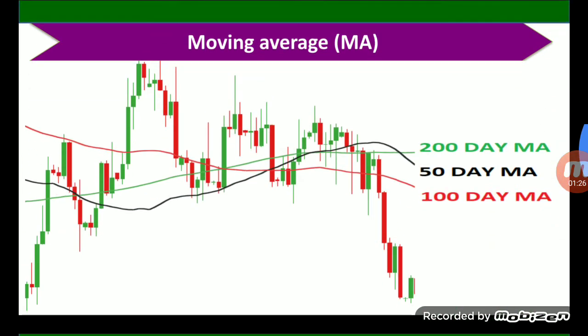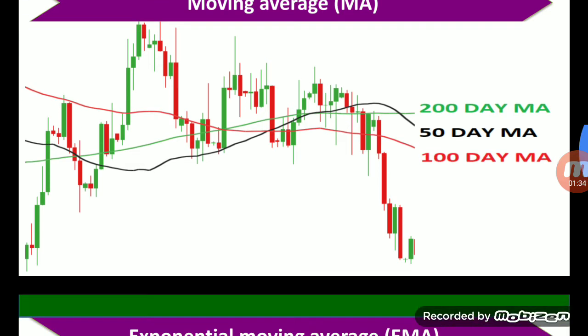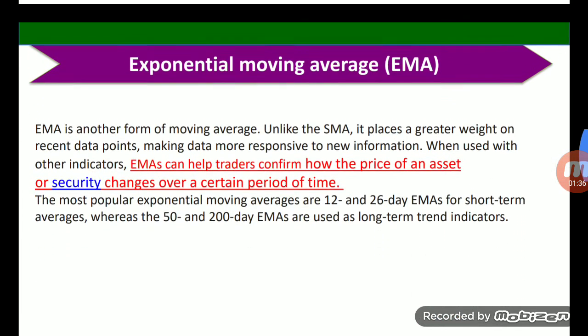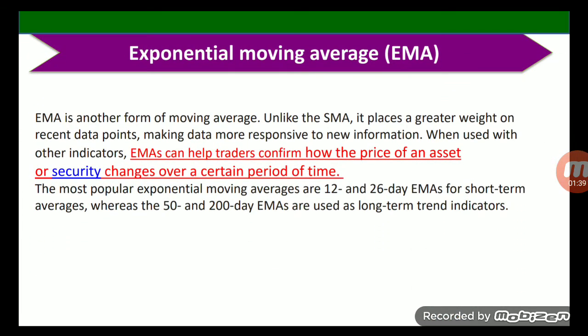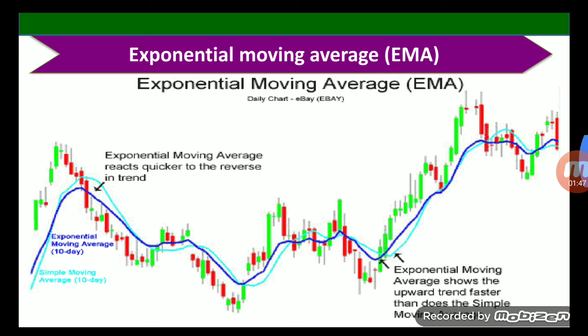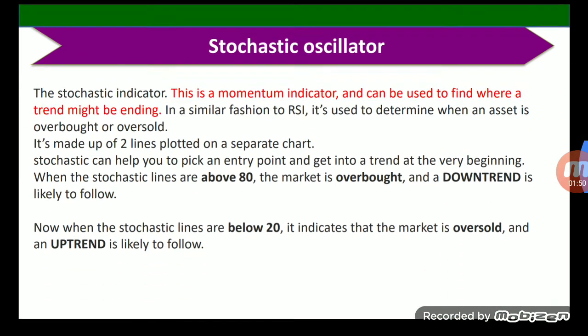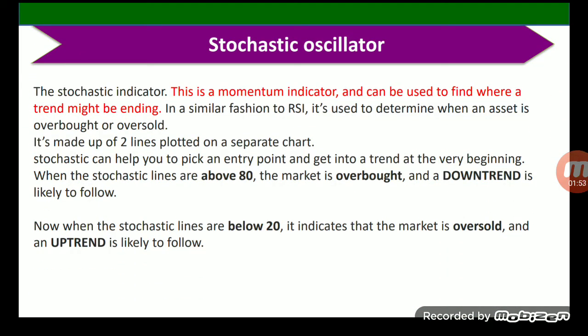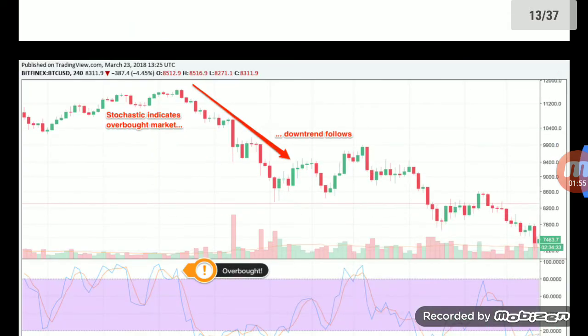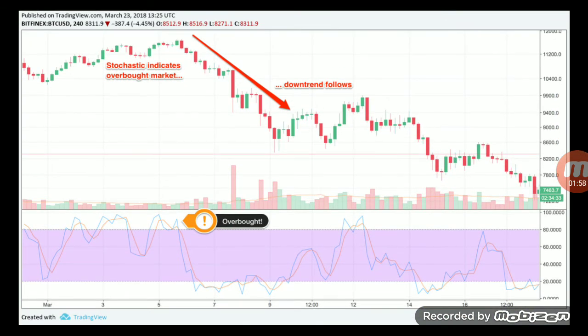Then we have seen the different types of moving averages: 200 day moving average, 50 day moving average, and 100 day moving average with the graph. We have also discussed the exponential moving average, that is EMA, and with the graph we have seen how it works. Then also we have seen the stochastic oscillators, and with the graph how to confirm, or how to read it, we have discussed.